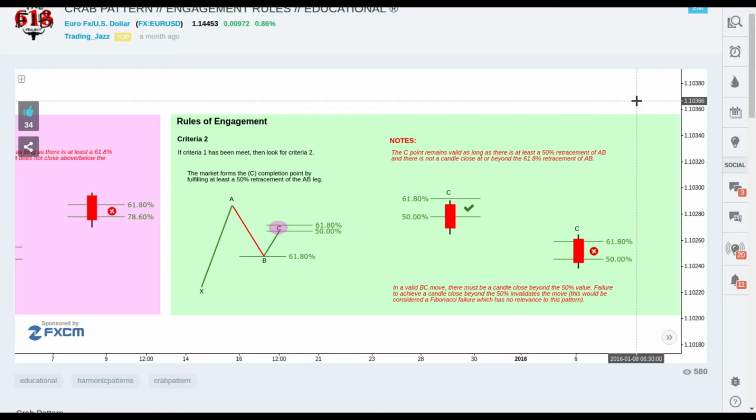Note: in a valid B to C move, there must be a candle close beyond the 50% value. Failure to achieve a candle close beyond the 50% invalidates the move. This would be considered a Fibonacci failure which has no relevance to this pattern.